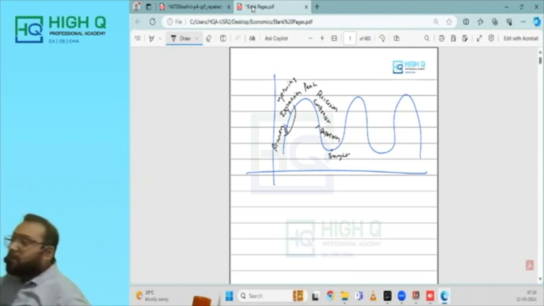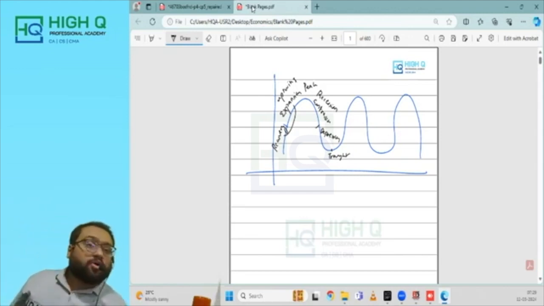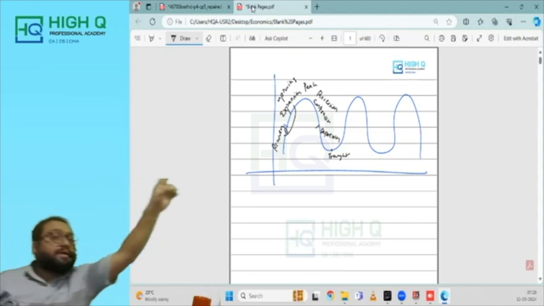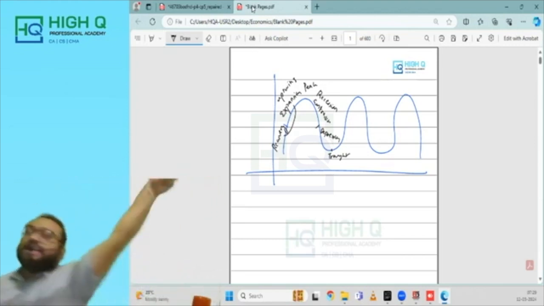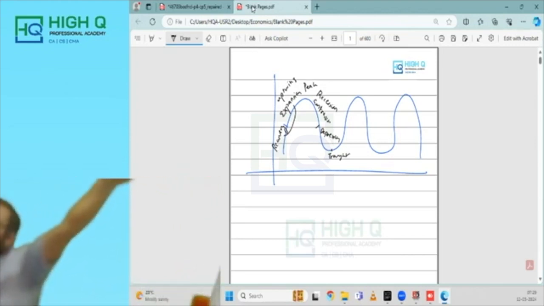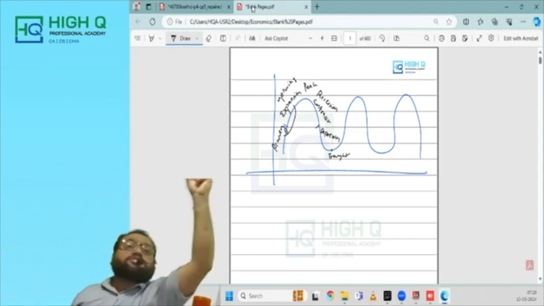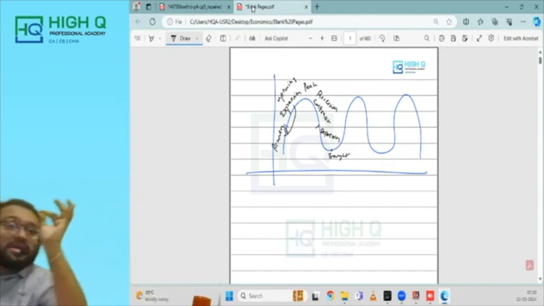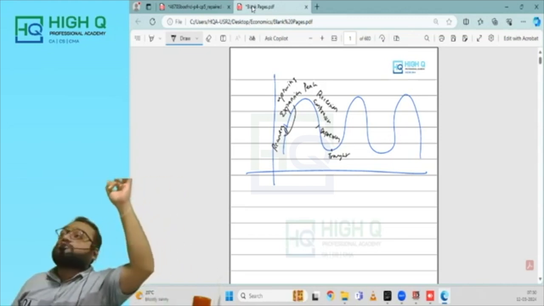Means right now we are in which year? 2024. Yes or no? When did we start our open market policy? 1991. When will we be at the peak? 2045. How many years? Nearly about 50 years. Say yes or no? So from recovery to expansion, it does not go very quickly. It takes several years to go from recovery to expansion to peak.